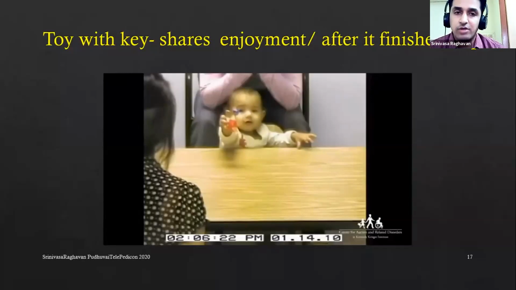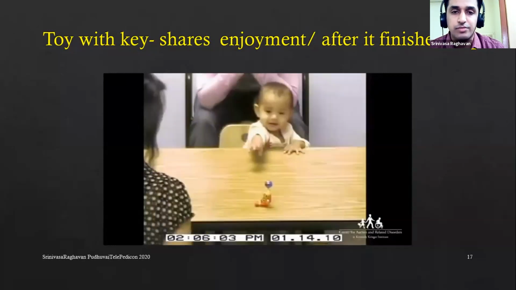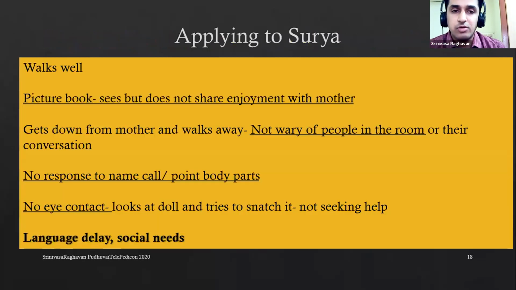So after the toy with the key finishes playing, the child should be able to share this enjoyment and should be able to ask for help. That is what typically developing children of this age should do. So applying to Surya, what do we notice?